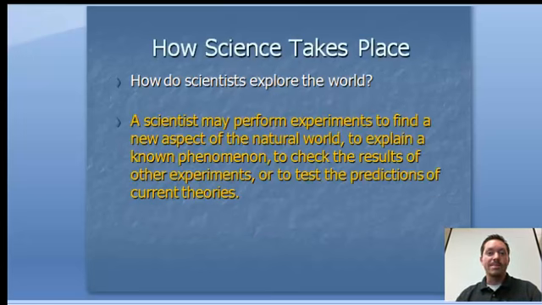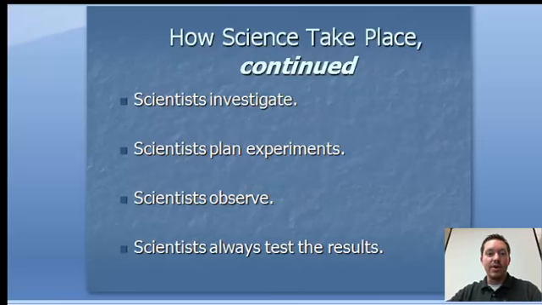So first of all, how do scientists explore the world? Well, scientists may perform experiments to find new aspects of the natural world, to explain a known phenomenon, to check the results of other experiments, or to test the predictions of current theories. So, again, scientists investigate, they plan experiments, they observe, and they always are going to test the results.